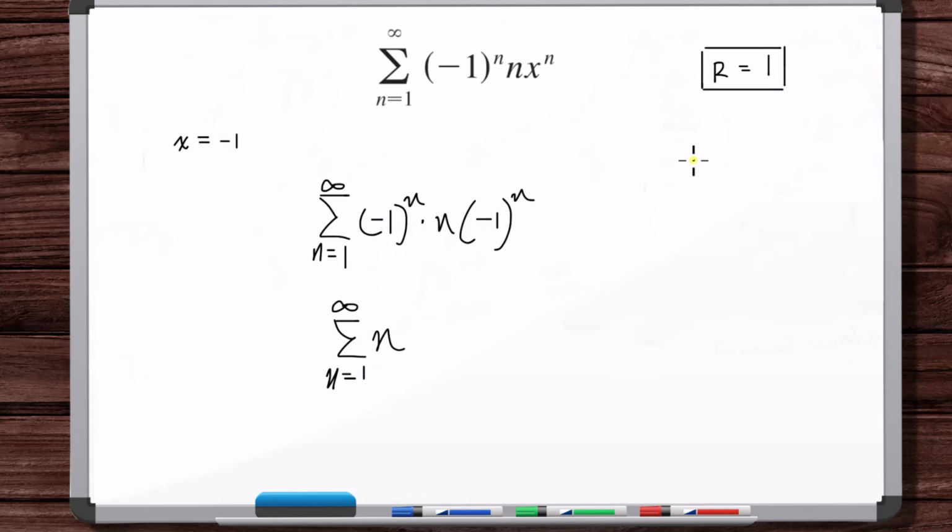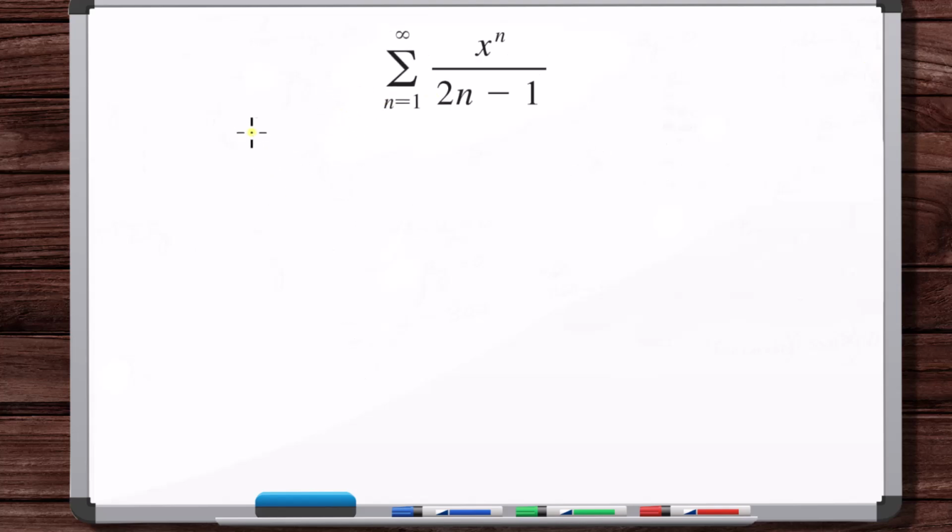So the interval of convergence is this. Well, we could write it, I think they want us to write it like this. This is the interval of convergence.